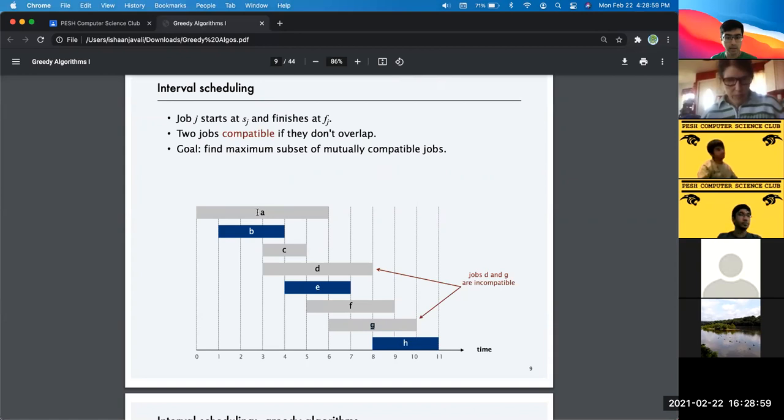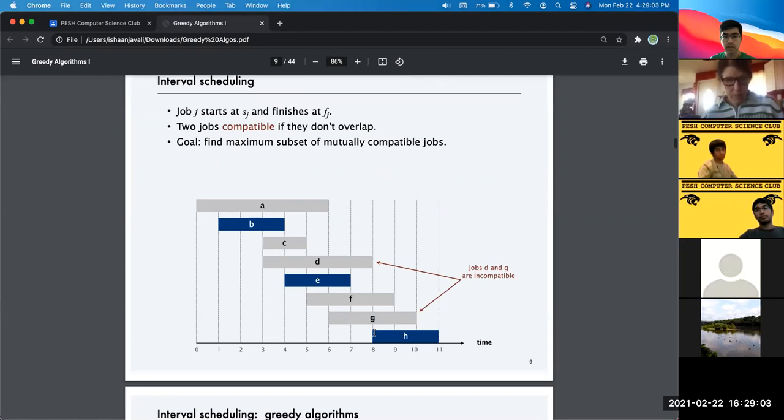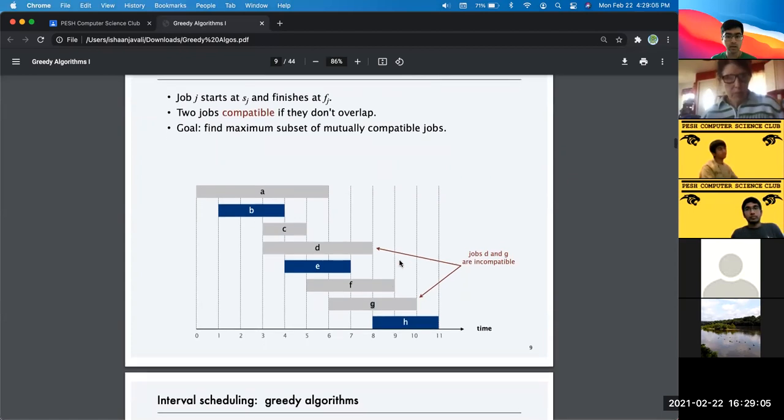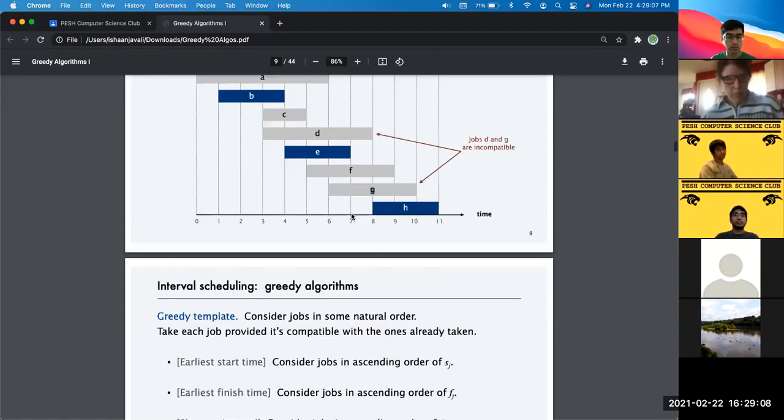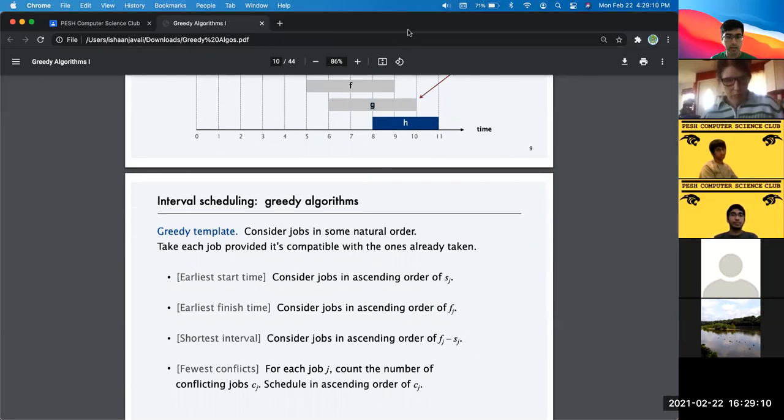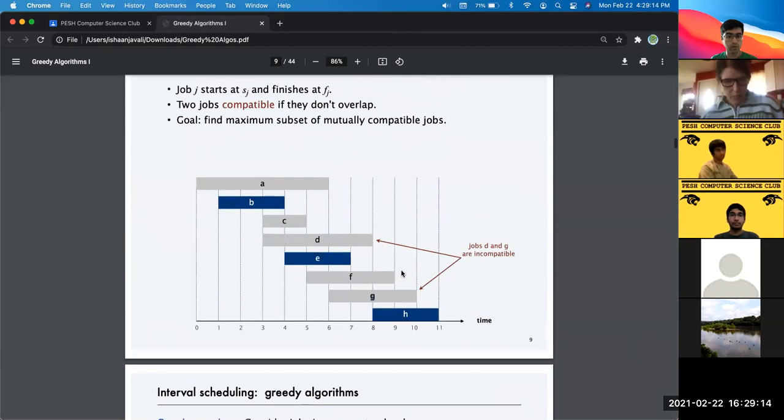But you can see that if we take A and we take G, those are the only things we can take, which means that we only have 2 compatible jobs instead of 3, which is actually the answer. So you can see that sorting the intervals by earliest start time is not going to work for this particular example.